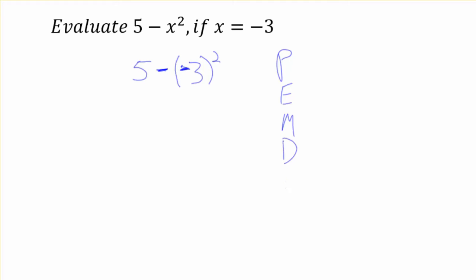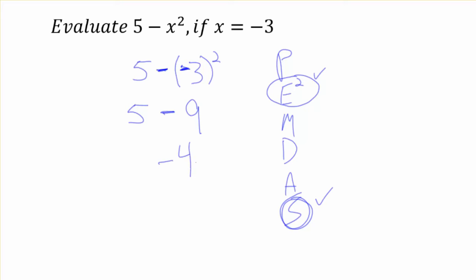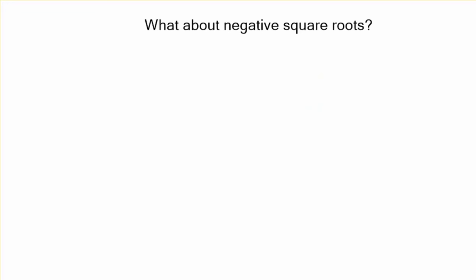Okay, we've got to remind ourselves of what the order of operations needs to be. We're going to do the exponent first. So, -3 times -3 is positive 9. Now, we're going to do subtraction. 5 minus 9 is -4. Always keep that in mind.